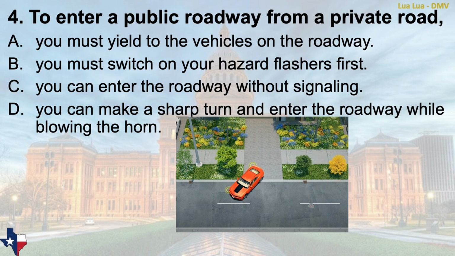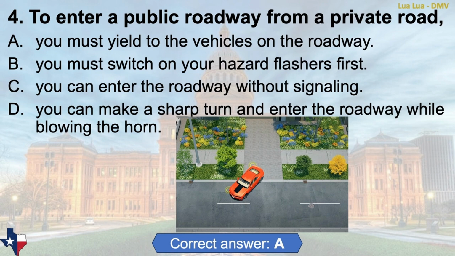Question 4. To enter a public roadway from a private road, A. You must yield to the vehicles on the roadway. B. You must switch on your hazard flashers first. C. You can enter the roadway without signaling. D. You can make a sharp turn and enter the roadway while blowing the horn. The correct answer is A. You must yield to the vehicles on the roadway.